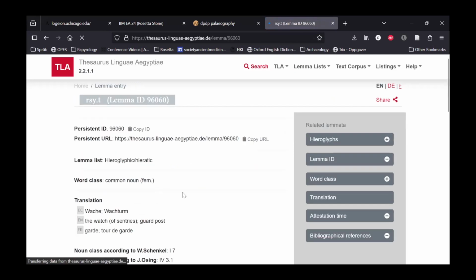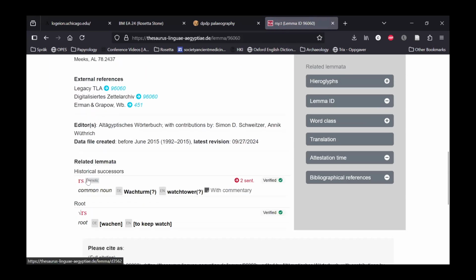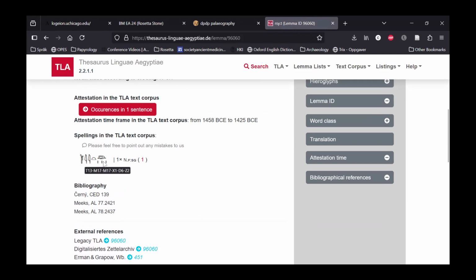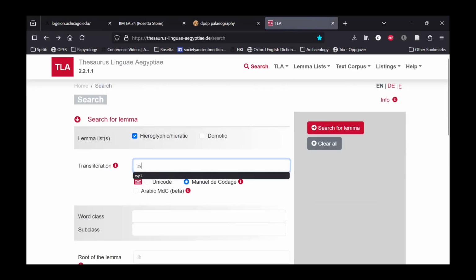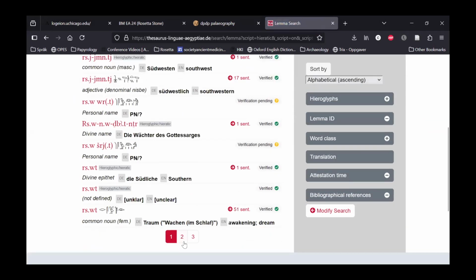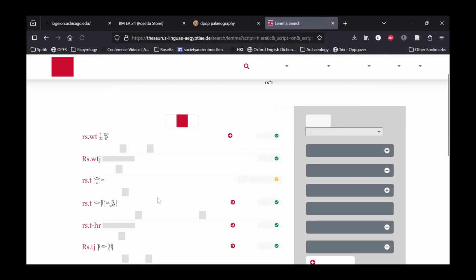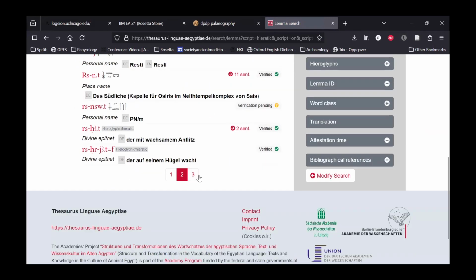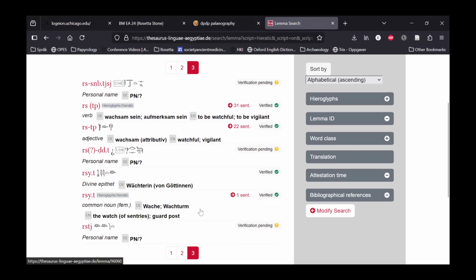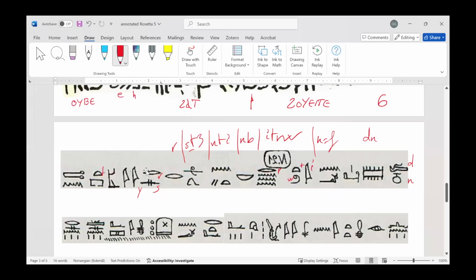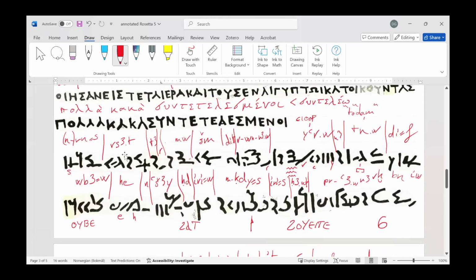Guard post. Is it this one with only one attested? Yeah, that doesn't help us much. Maybe it's written in other ways. Res. Yeah, I think it's a really rare word, actually. That's it. Resit is the one with one sentence. So I'm not sure, but it has to be resit, because it's the same thing we had in the demotic.